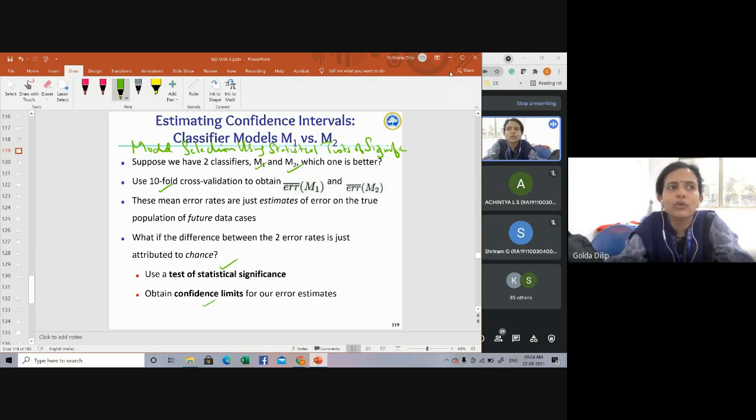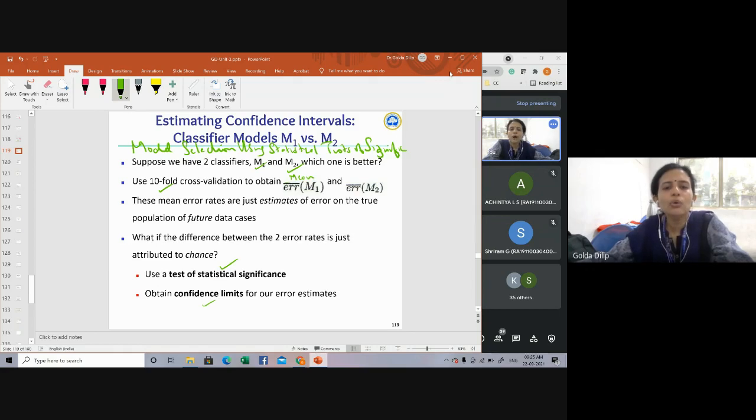So all the 10 groups will get a chance to act as the test and the training data. That's why people prefer cross validation when compared to the holdout technique. Let's say we have generated two classifiers, M1 and M2, and we want to see which one is better from our data. We have performed a tenfold cross validation to obtain an error rate for each. This line shows the mean error rate of M1 and M2.